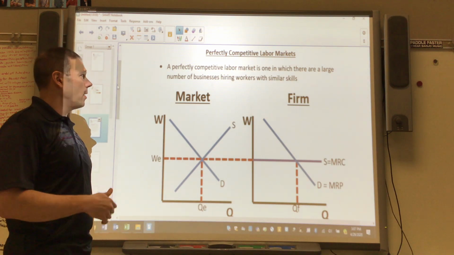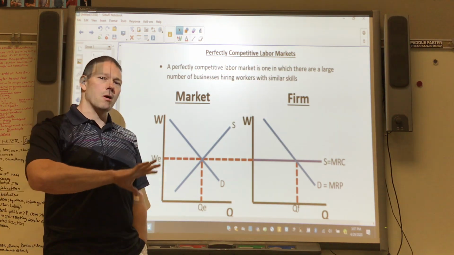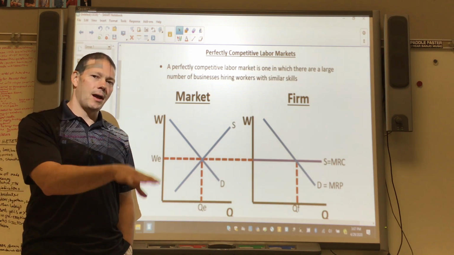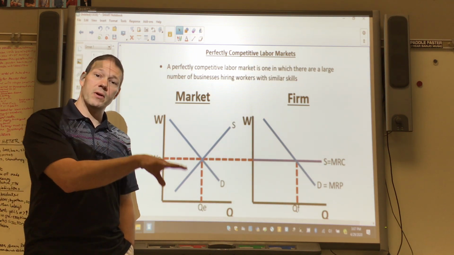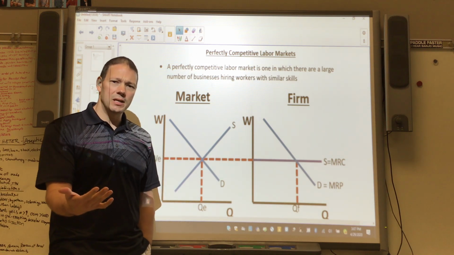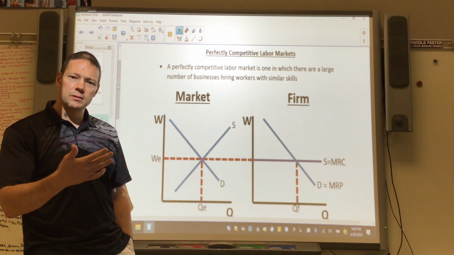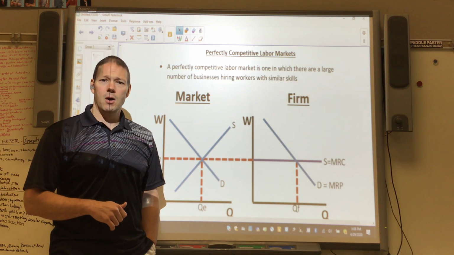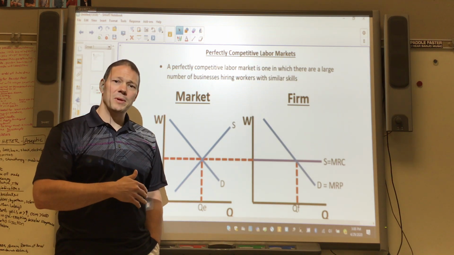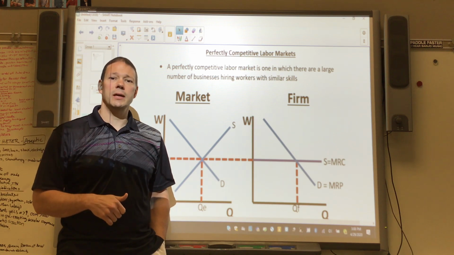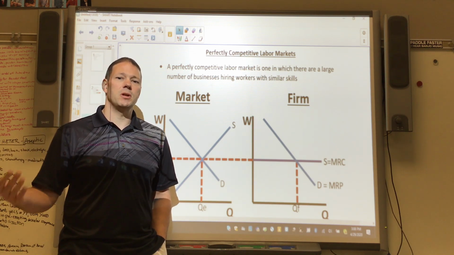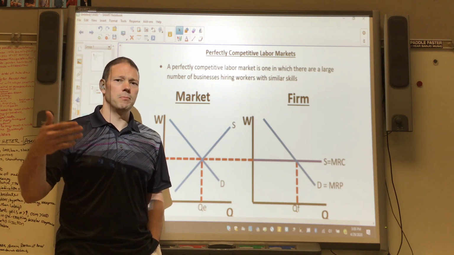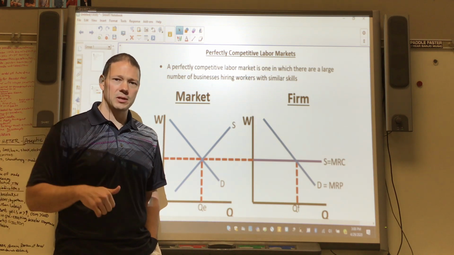Perfectly competitive labor market is essentially a market where there are a lot of businesses hiring a very similar type of labor, or labor with very similar skills. Probably an easy example would be like secretaries or administrative assistants, or whatever you want to call them nowadays, where how many businesses, say in Lexington, Kentucky, have that type of person on their staff, an administrative assistant or a secretary. There are probably hundreds, probably thousands of companies like that.